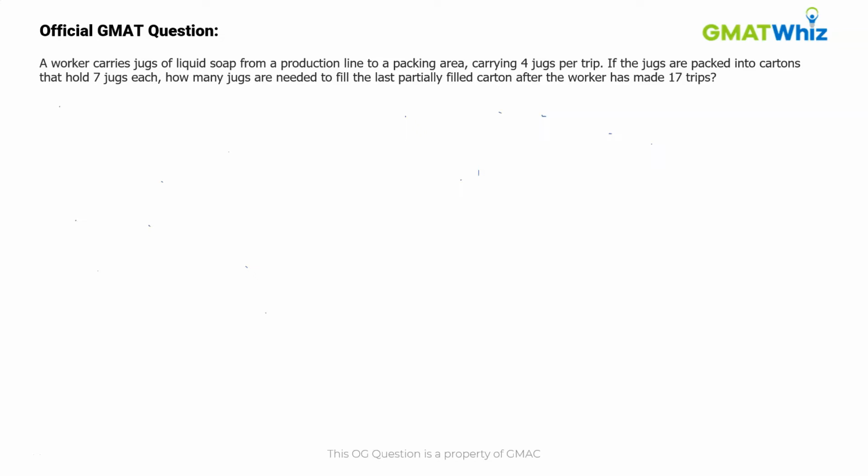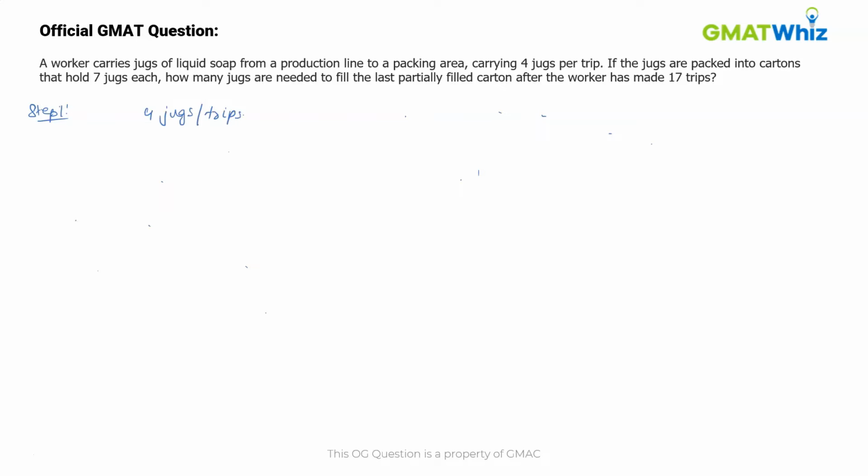Now, this is a question on unitary method. This is a fairly easy question. We are given that a worker carries jugs of liquid soap from production line to packaging area, and he carries 4 jugs per trip. So let's write that down first. So he carries 4 jugs per trip.